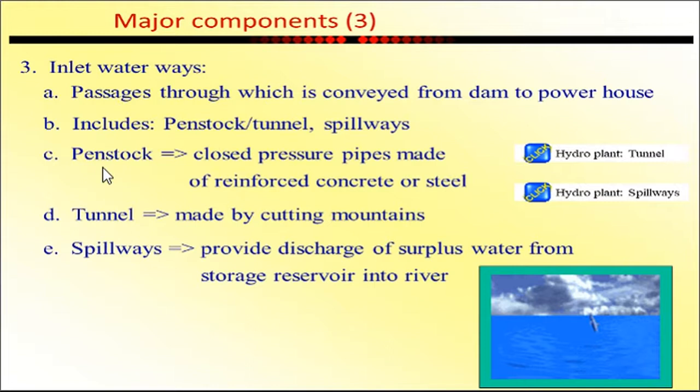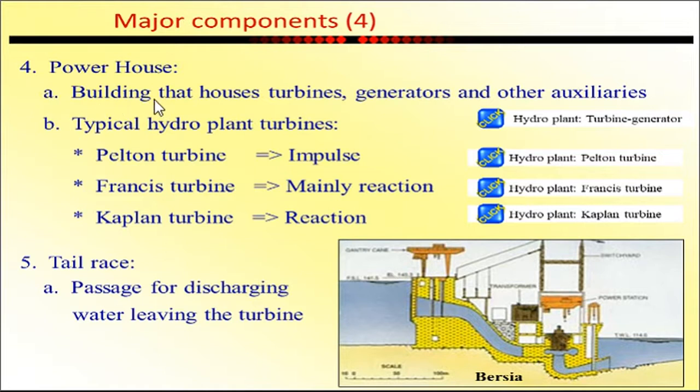Then the inlet waterway is nothing but the penstock, the passages through which water is conveyed from the dam to the powerhouse. It includes penstock, tunnel, or spillway. The penstock is a closed pressure pipe made of reinforced concrete or steel, and a tunnel is made by cutting mountains. A spillway provides for the discharge of surplus water from the storage reservoir into the river. Now the powerhouse. It is the building that houses the turbine, generator, and other auxiliaries. Typical hydropower plant turbines are impulse, then Francis turbine, that is reaction, and Kaplan turbine. And the tail race is where we discharge the water leaving the turbine.